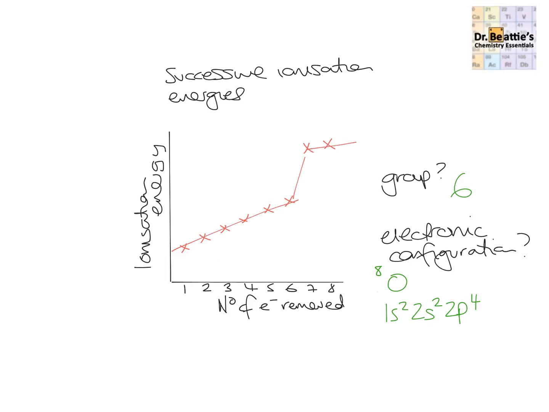So if we were to assign this to the different electrons that are being removed, this is our 2p4 electron that is being removed. This is our 2p3, 2p2, 2p1. This is then our 2s2 electron that's being removed. This is a 2s1 electron that's being removed. And finally, we've got our 1s2 and our 1s1 electrons being removed. And so, therefore, we've got all of the electrons and all the successive ionization energies of oxygen on this graph.